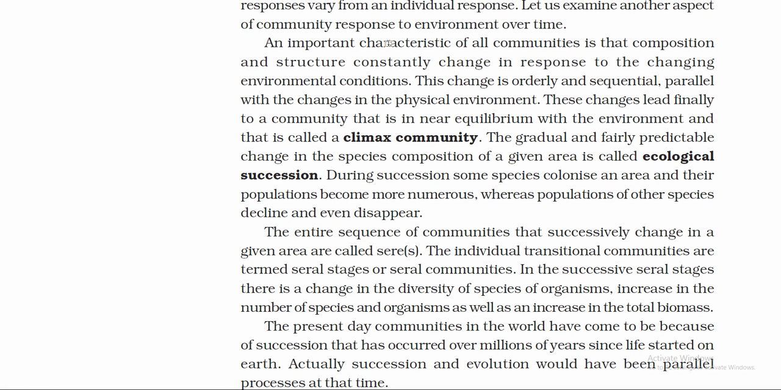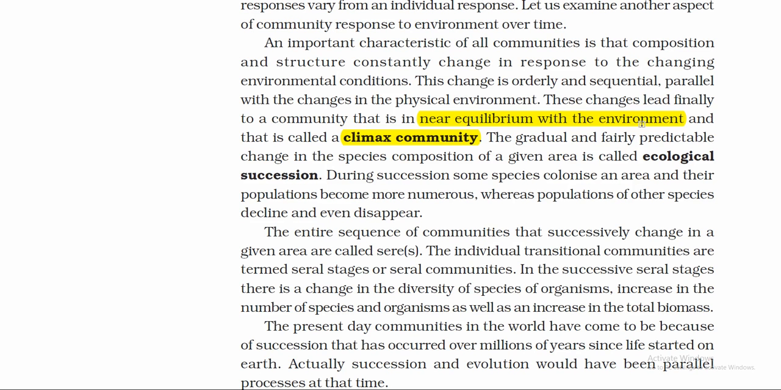An important characteristic of all communities is that composition and structure constantly change in response to the changing environmental conditions. This change is orderly and sequential, parallel with the changes in the physical environment. These changes lead finally to a community that is in near equilibrium with the environment, and this is called a climax community.